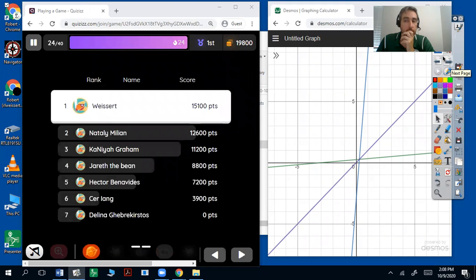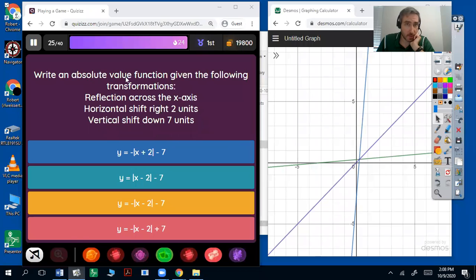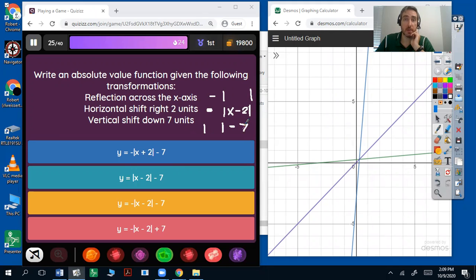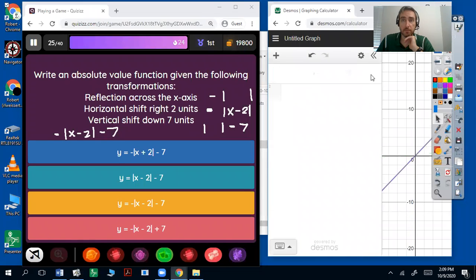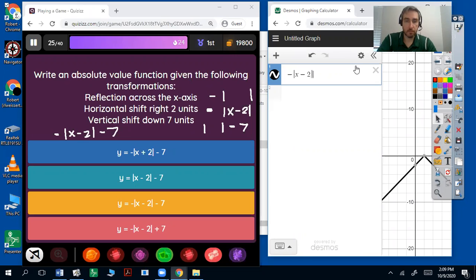Number 25. Write an absolute value function given the following transformations. Reflection across the x-axis. That's a negative on the outside. Horizontal shift right 2. So that's going to be in the absolute value x minus 2. Left 2 would be x plus 2. And then vertical shift down 7 units. So outside the absolute value is going to be minus 7. So all that together would be negative absolute value of x minus 2, minus 7. Feel free to graph that and check it. There's your reflection, right and down.